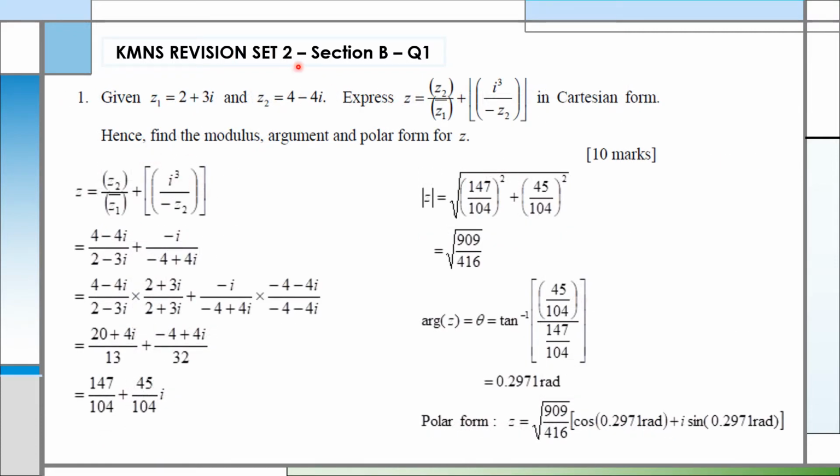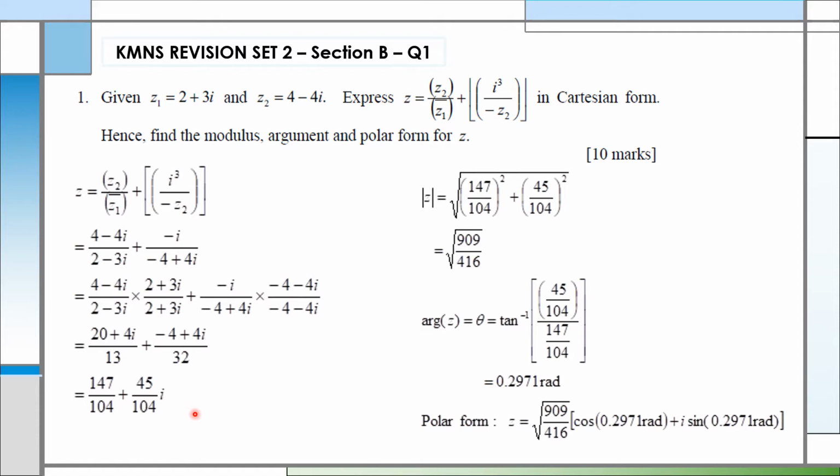Let's move on to set 2, section B, question 1. It also asks for the modulus, argument, and polar form for Z. Z1 and Z2 are given, and it says Z is Z2 over Z1 conjugate plus i cubed over negative Z2. So we write it back in the form of a complex number a plus bi. So this is what you should get for Z.